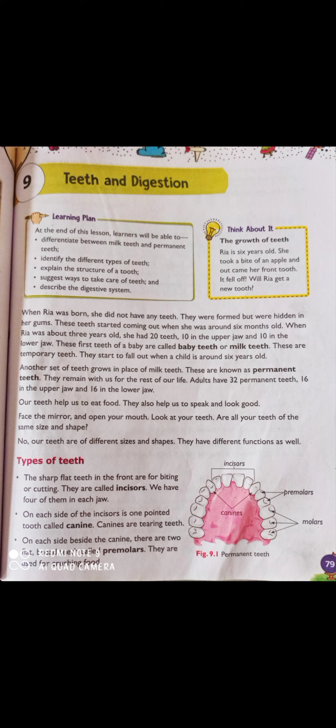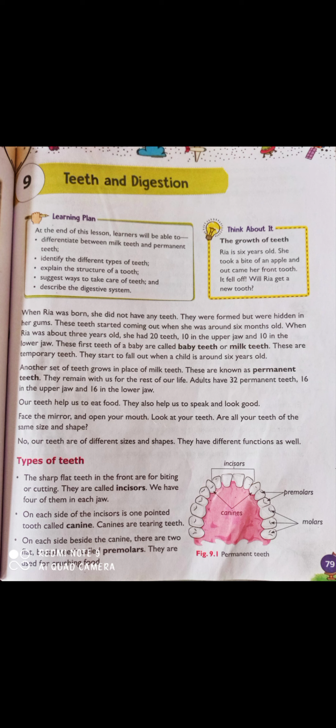They remain with us for the rest of our life. Adults have 32 permanent teeth, 16 in the upper jaw and 16 in the lower jaw. Our teeth help us to eat food. They help us to speak and look good. Now, there are different types of teeth, different size and different shape, and they have different functions as well. First one is incisors.